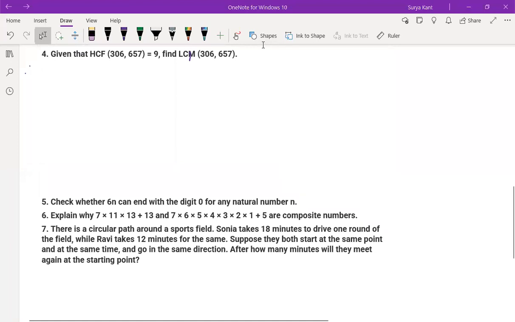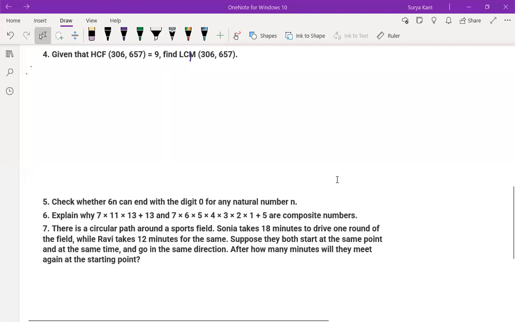22338 is the LCM. This big an LCM is coming. Is everyone getting the same answer? 22338. Yes, sir. So what people are doing here is 306 into 657 divided by 9, right? 306 multiplied by 657 divided by 9, right? So you get 22338.